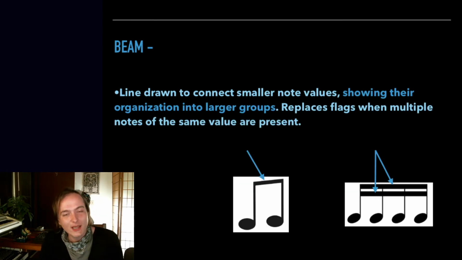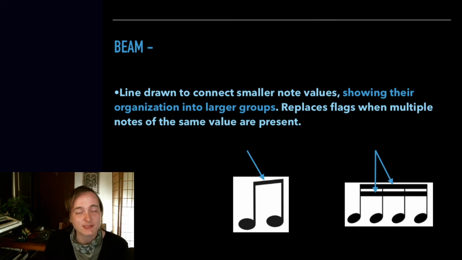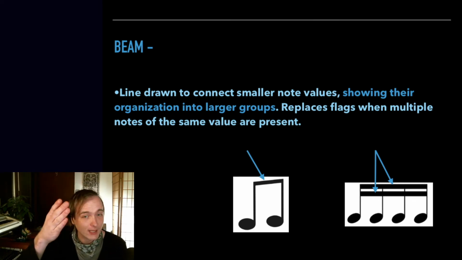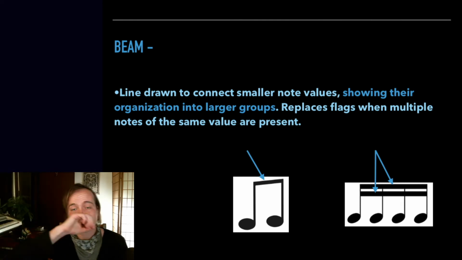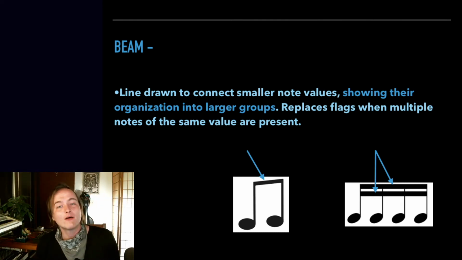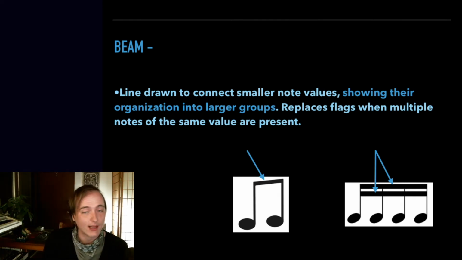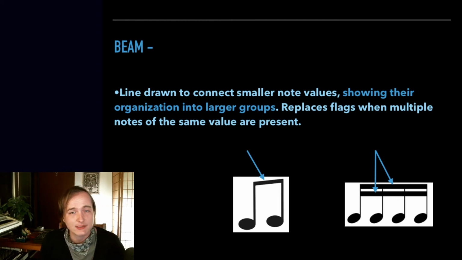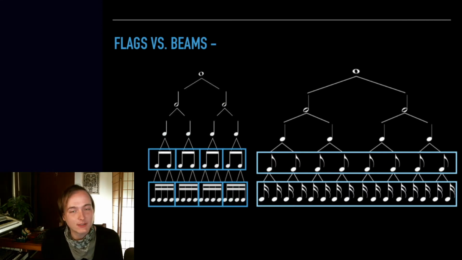So just to review again, the beam is very similar to this flag because a single beam, like a single flag, means 8th notes, and double beam, like a double flag, means 16th notes. However, I say here, the beam replaces the flags when multiple notes of the same value are present and show their organization into groups. So what is important about these smaller groups?